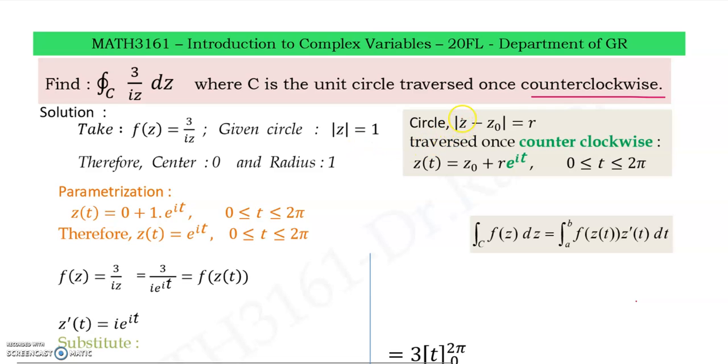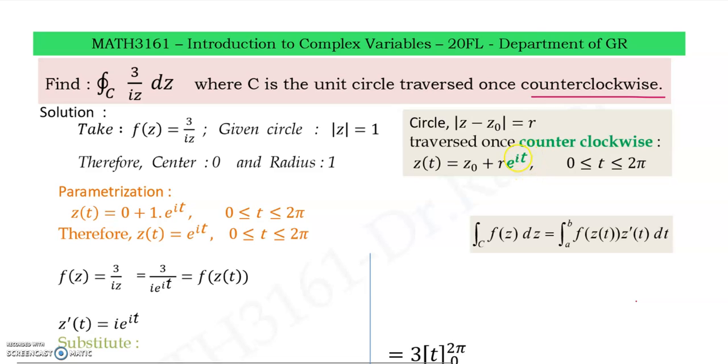If we have the circle modulus of z minus z0 equal to r, then what is the parameterization form? That is z of t is equal to z0 plus r e to the power it. Here the circle is traversed once counterclockwise, we know that, that's why we are putting plus, that is e to the power plus it. Now z0 is the center, r is the radius.